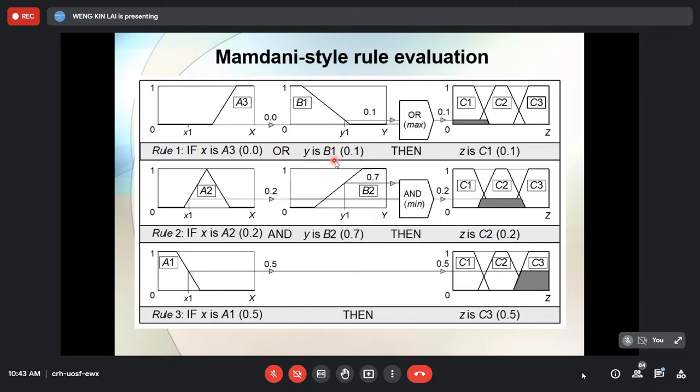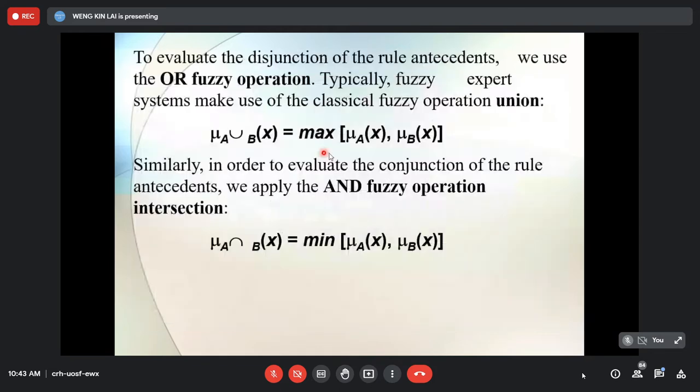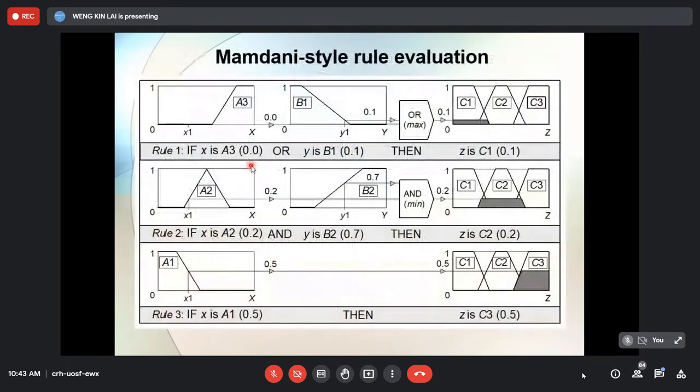So in this case, where does Y1 intersect B1? It intersects at 0.1. So this is a value, record it down over here. Now, you have 0 membership to A3, and 0.1 membership to B1. And this is connected with the disjoint function or the union function, the OR function. The OR function is your max, take the maximum of the two. So you compare the two memberships. This is 0.0 and 0.1.